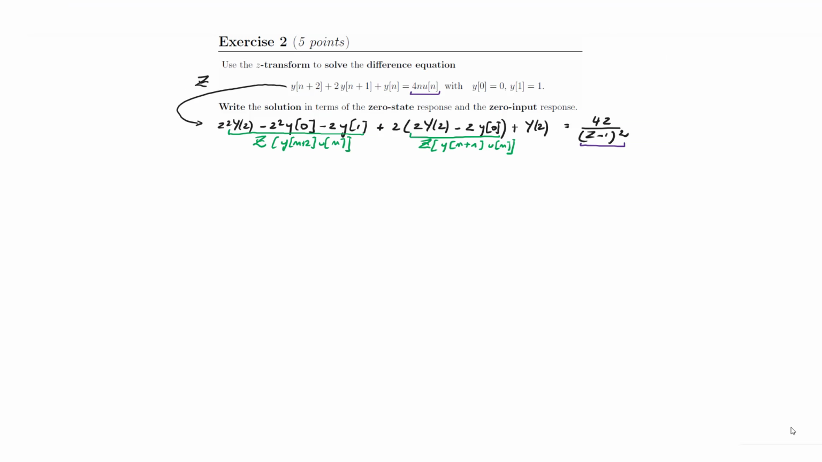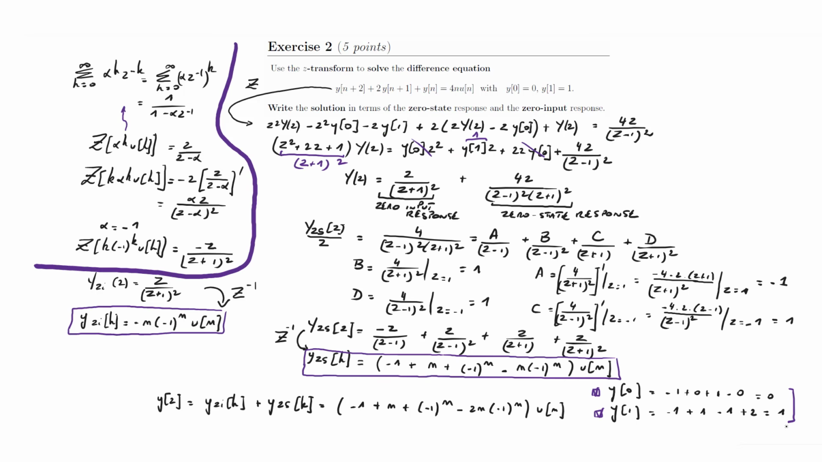And this is how you obtain the z transform of this difference equation. You recognize the z transform of the signal shifted twice to the left and once to the left, and the appearance here of the initial conditions, right? And here we have the z transform of n u of n times the factor 4, of course. We're now ready to continue the exercise.